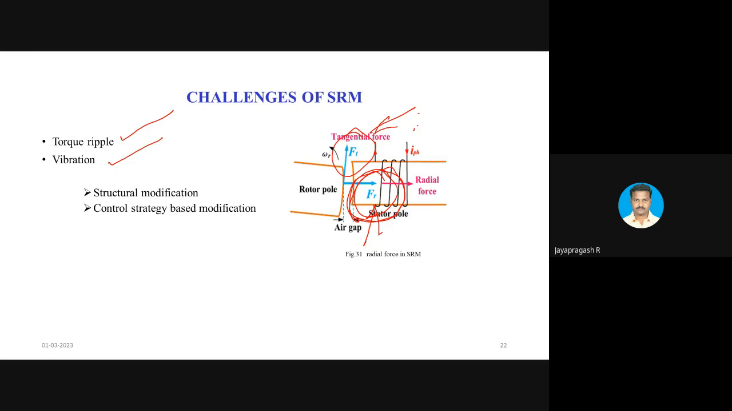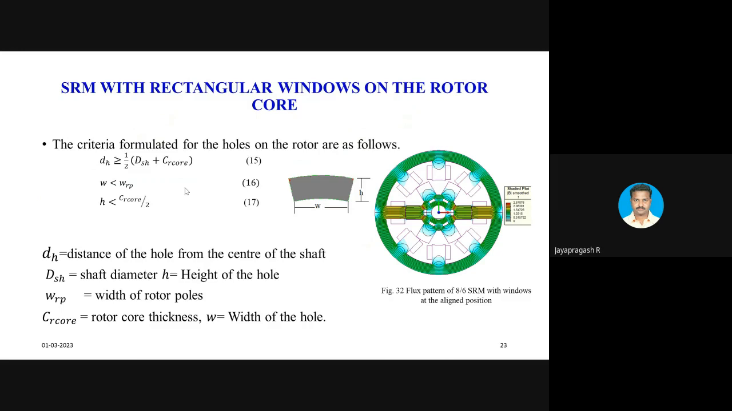So how to reduce the radial force? That is the next question. Radial force can be reduced either by structural modification or by control strategy based modification. Since we are very interested in machine design, we preferred structural modification. By doing structural modification, it is possible to reduce the radial force contributed by the machine, and in turn, the vibration can be reduced. That's the idea. So we introduced rectangular windows in the rotor core.